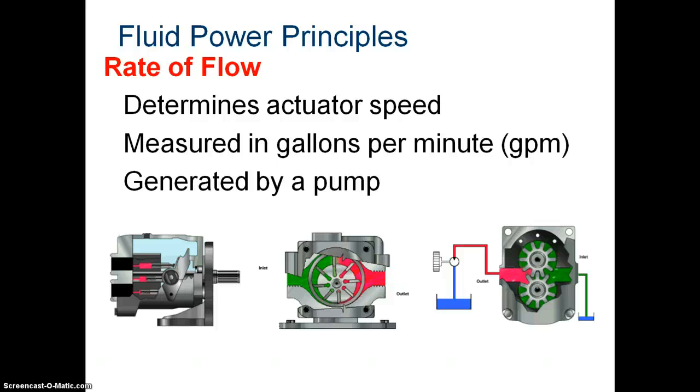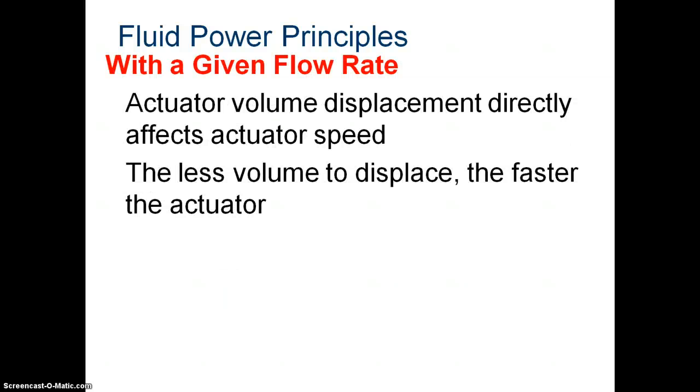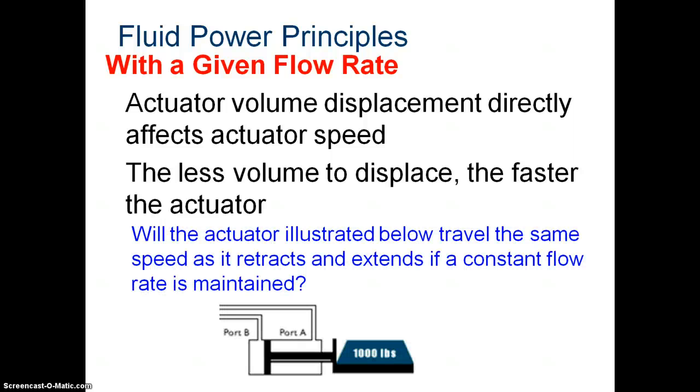The rate of flow determines the speed of your actuator. It's measured in gallons per minute, and it's always generated by some sort of a pump or generator. With a given flow rate, actuator volume displacement directly affects the speed of the actuator. So the less volume you have to displace, the faster the actuator can move. Will the actuator illustrated below travel the same speed as it retracts and extends if there's a constant flow rate?